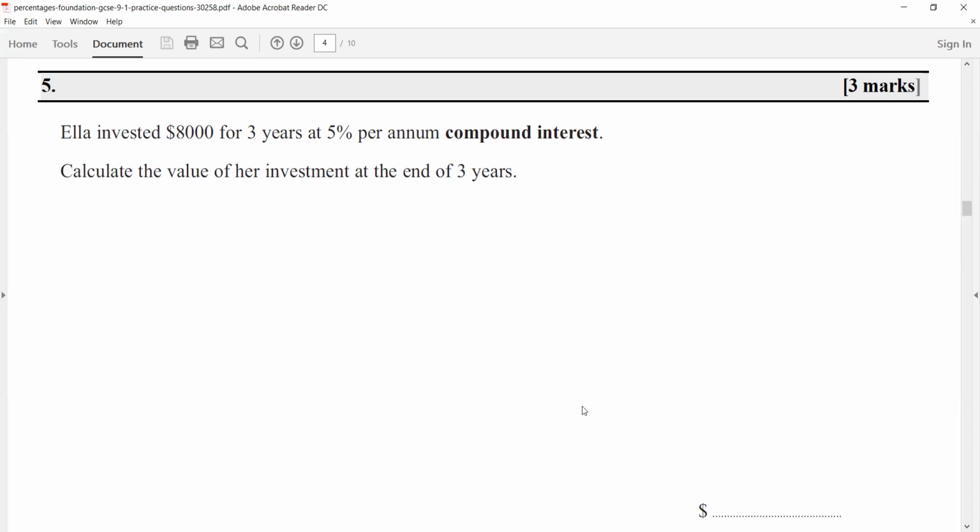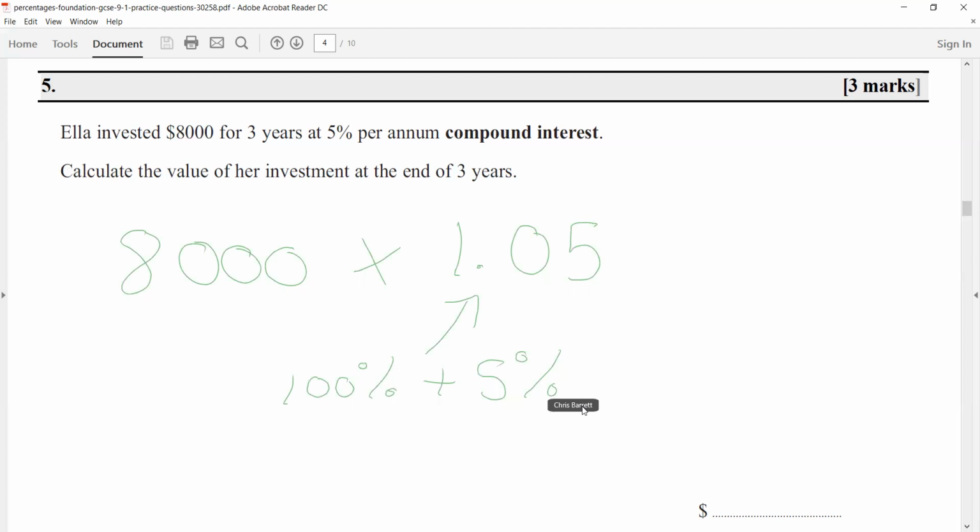So there's a long way of doing this, but I'm going to show you the shorter way of doing this. So we're going to take our amount and we are going to multiply it up by this multiplier. Okay, so the 1 represents the 100%. The 0.05 represents the 5% added on. So that gives us 105%. And then I've just divided that by 100 to give me my decimal equivalent.